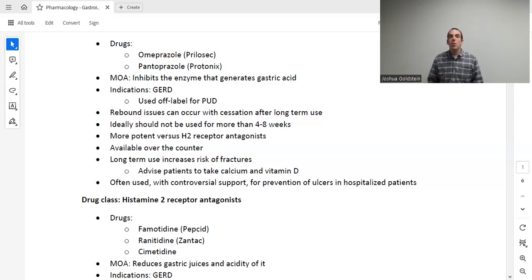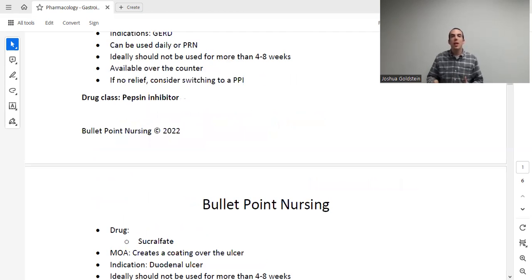What do these drugs do? Well, they get the exact same end result as PPIs, just not as strong of a result, but they work a little bit differently, but they have the same net result. They reduce the gastric acid and the acidity of it. What are these used for? Again, GERD, peptic ulcer disease.